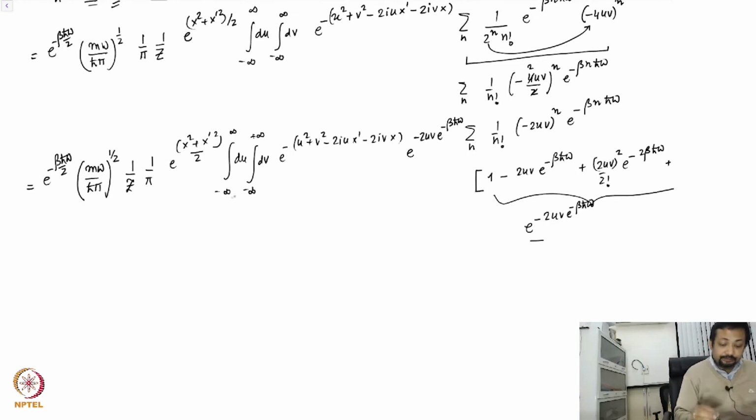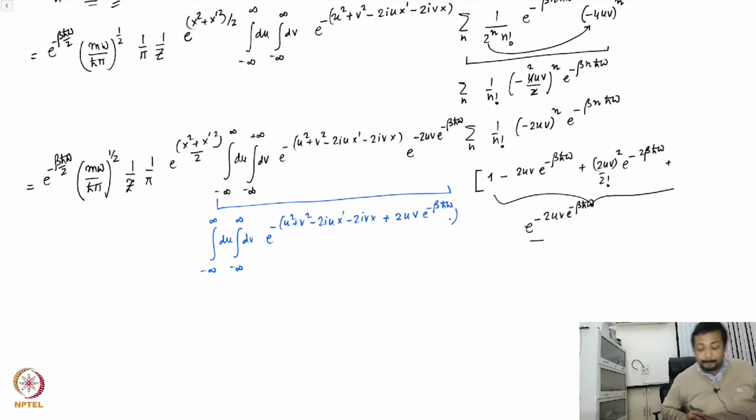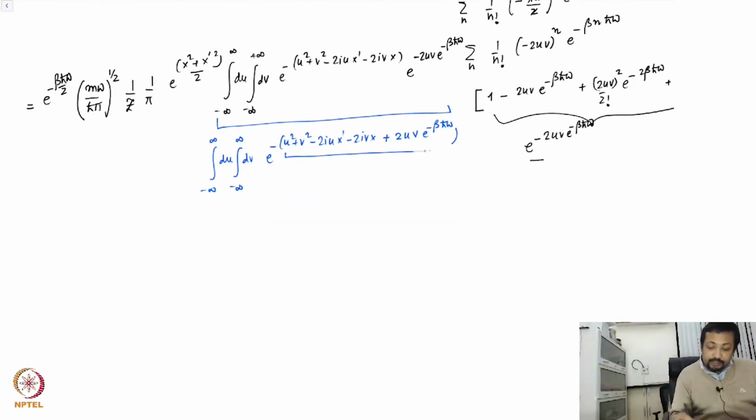Now we concentrate on this integral. So we will rewrite this integral as du dv e to the power minus u square plus v square minus twice iu x prime minus twice ivx, and then I have 2uv e to the power minus beta h bar omega. This happens to be a multivariate Gaussian integral. This term that you see over here, I can write down as half of B transpose A, sorry, not B transpose, W transpose.